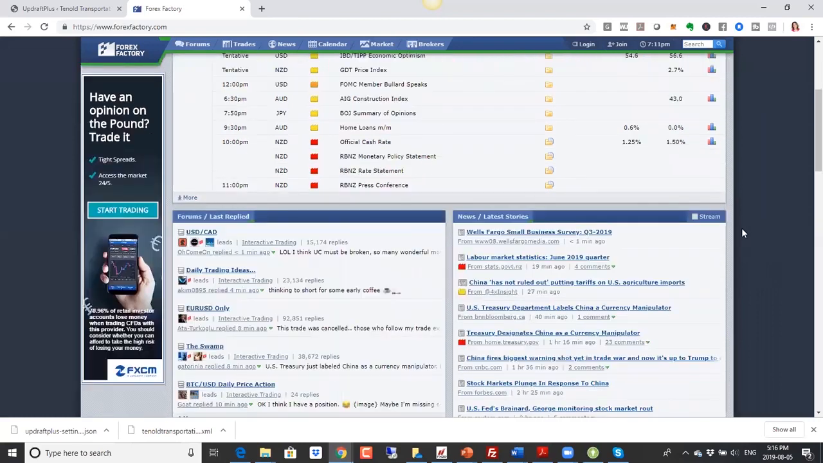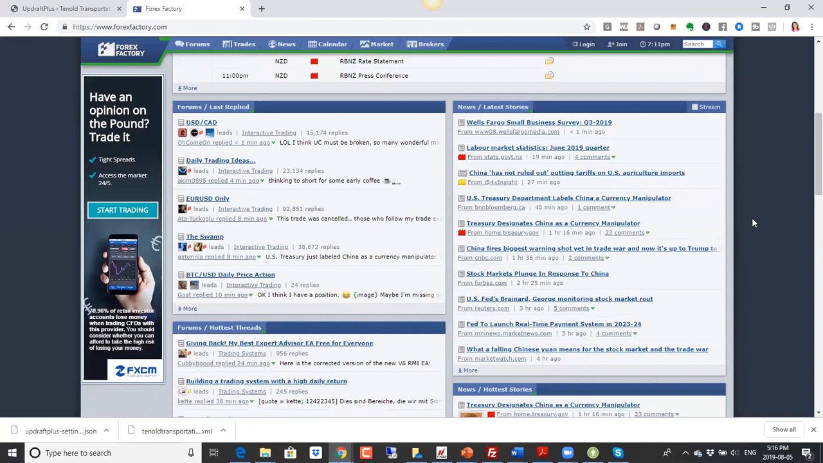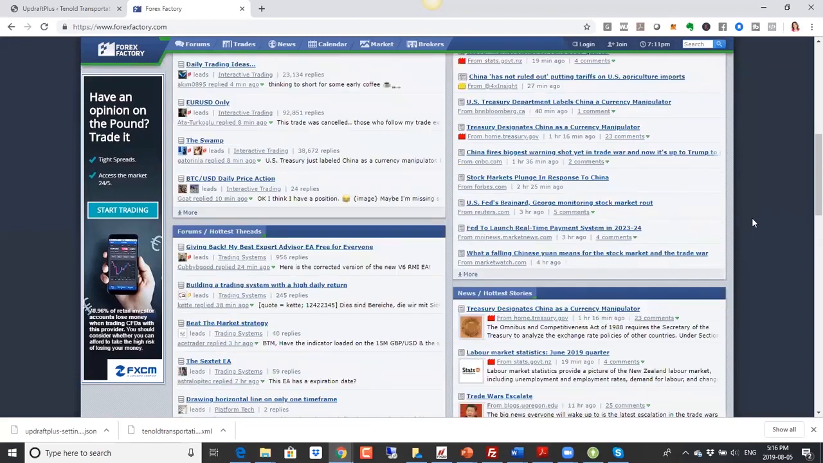So I would highly suggest actually reading up on that. The Treasury has designated China as a currency manipulator. So basically that just pushes the parties further apart in terms of reaching an agreement. So that is negative. It's negative for the US dollar, it's negative for the stock markets, and it's actually positive for safe haven assets. So we're looking at Swiss franc, Japanese yen, all of these will actually go up.